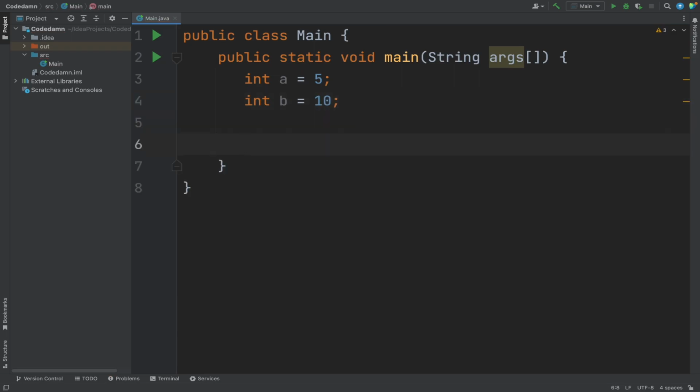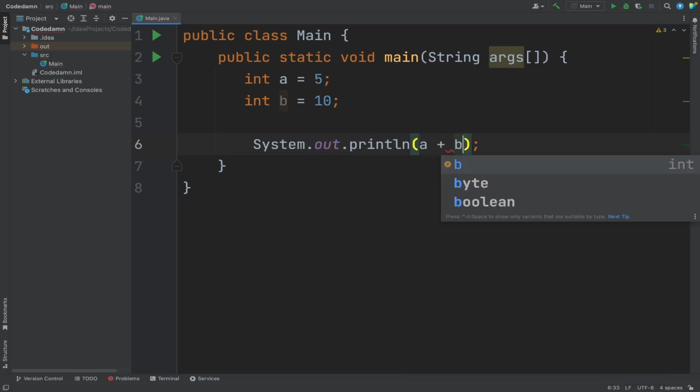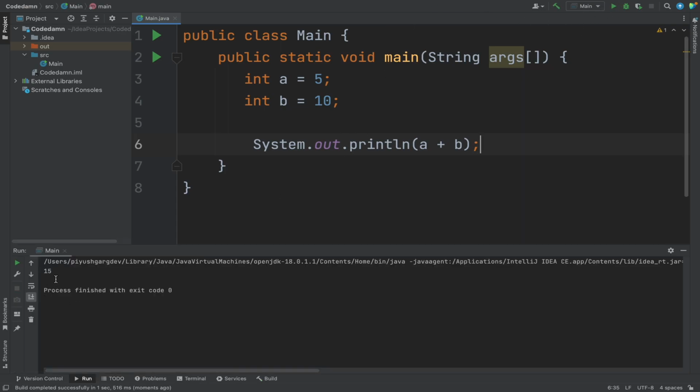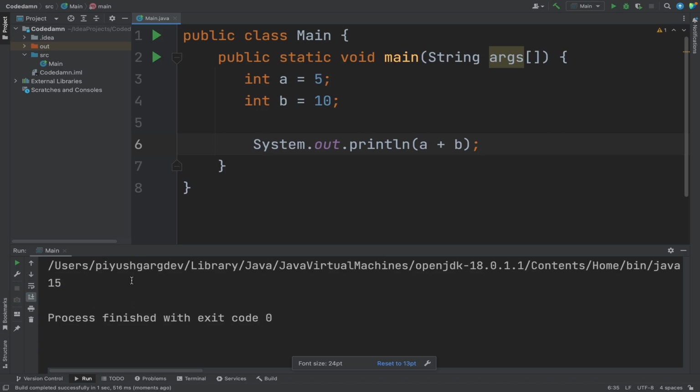So let's suppose I want to add those two numbers, so I can say s out, basically System.out.println, and I can say a plus b. Now what this plus operator does is basically it adds the left and the right hand side. Okay, so basically a and b will get added and the result will be printed on the screen. So if I run this code, as you can see, I'm getting 15 as the result, correct?